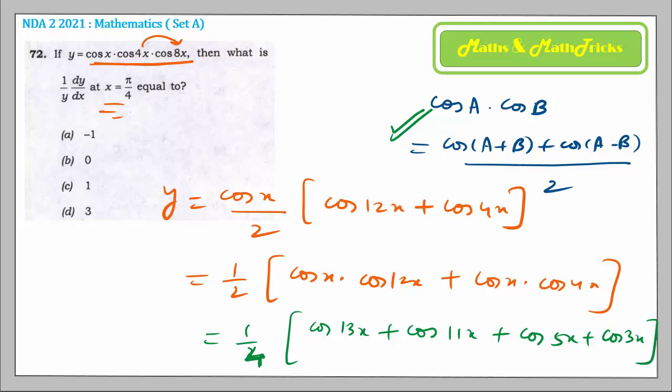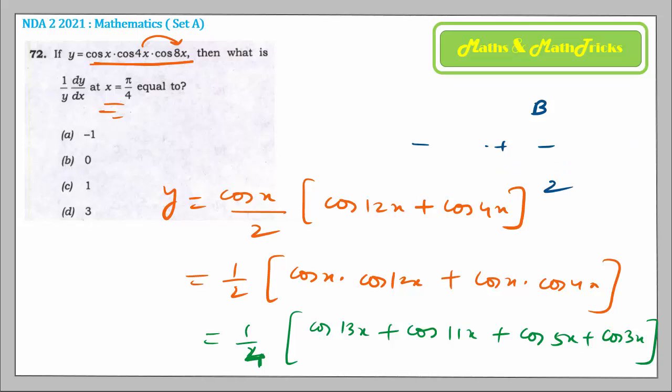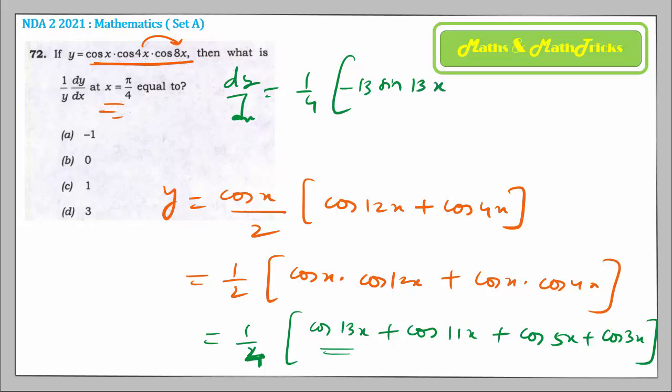So now I am going to write down the derivative part of this function, and then we see the substitution x equal to pi by 4 to check the answer. So now dy by dx I am writing here, 1 by 4 as it is. What is the derivative of cos 13x? It's 13 times minus sine 13x, isn't it so?